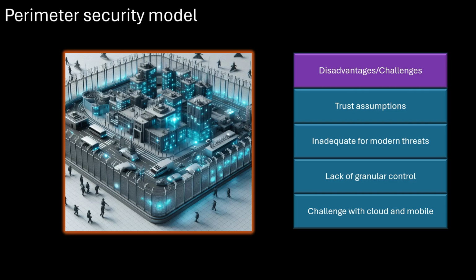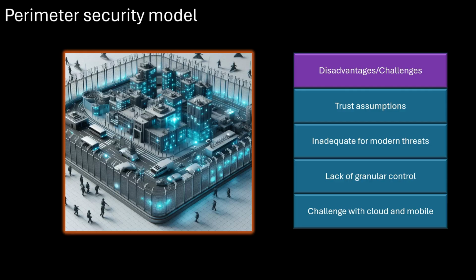Due to the limitations of the perimeter security model, many organizations are transitioning to more modern security frameworks like Zero Trust, which assume that threats can originate from outside and inside the network. Zero Trust emphasizes continuous verification, least privilege access, and segmentation to protect resources more effectively in a diverse and distributed IT environment.